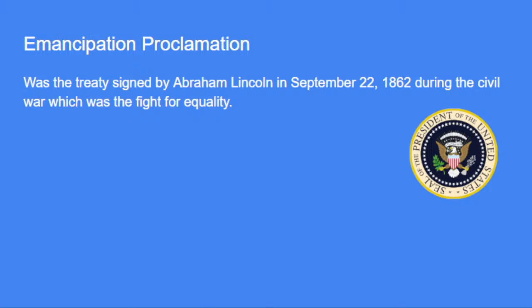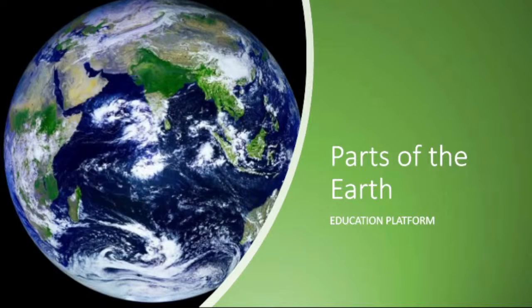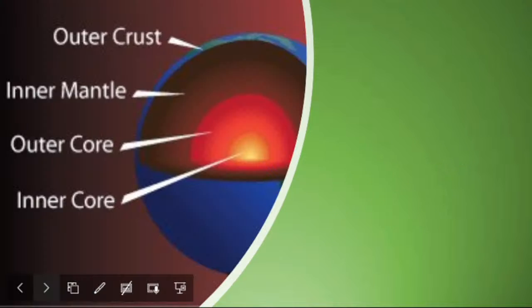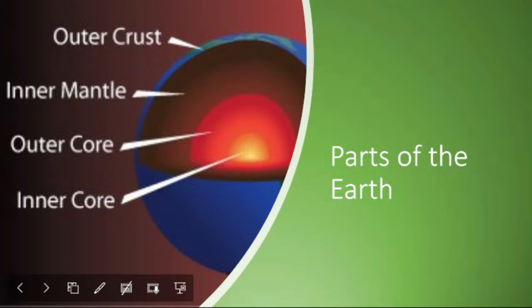Now, fourth is parts of the earth. Now, the parts of the earth is divided up in layers, and they are the outer crust, the inner mantle, the outer core, and the inner core.